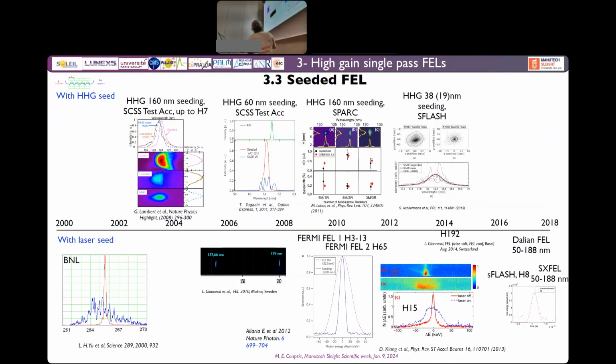Then, if we start with a laser seed, we can also play by jumping from one harmonic to the other. The question is, how far in harmonic number can we go? We see that at Fermi, it was possible to go down to typically harmonic 200. This is very impressive. And there is also such an FEL in China, which is using FEL seeding.